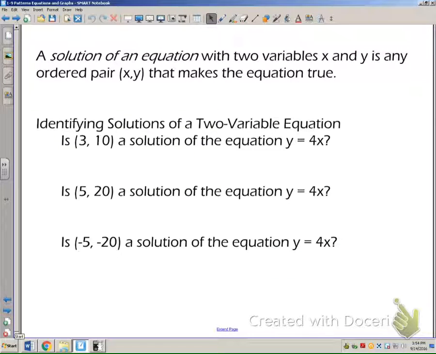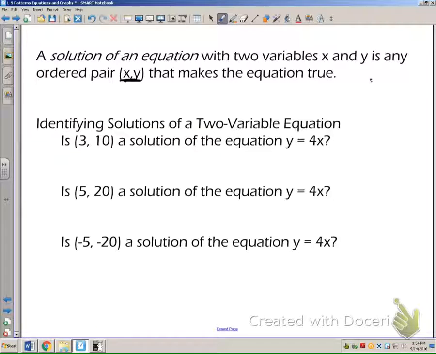Okay. So let's just jump right in. A solution of an equation with 2 variables, x and y, is an ordered pair, x comma y, that makes the equation true. I always remember which one comes first by looking at the x and the y. In the alphabet, x comes before y. So in my ordered pair, x comes before y.